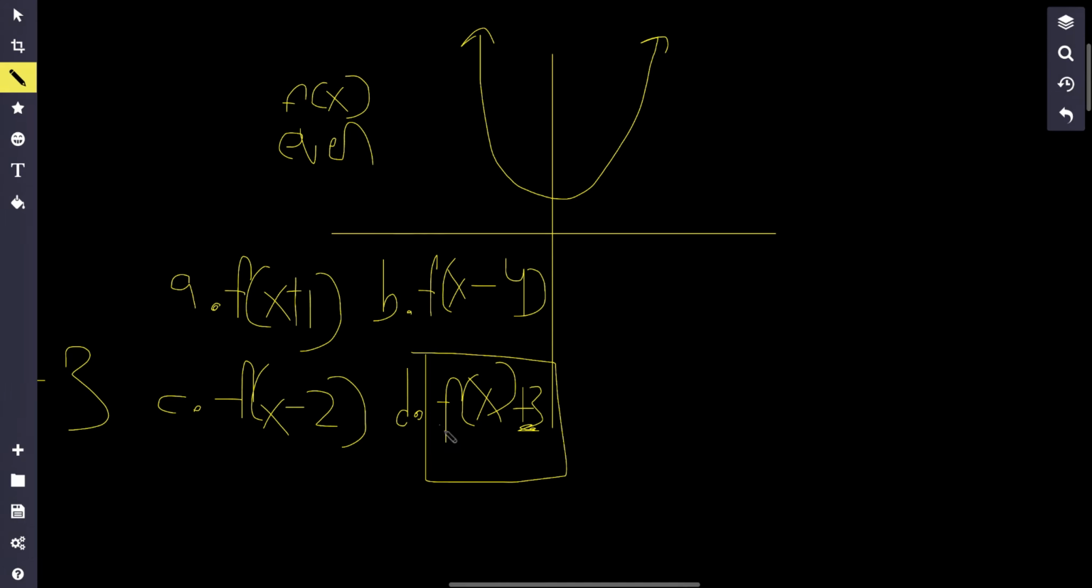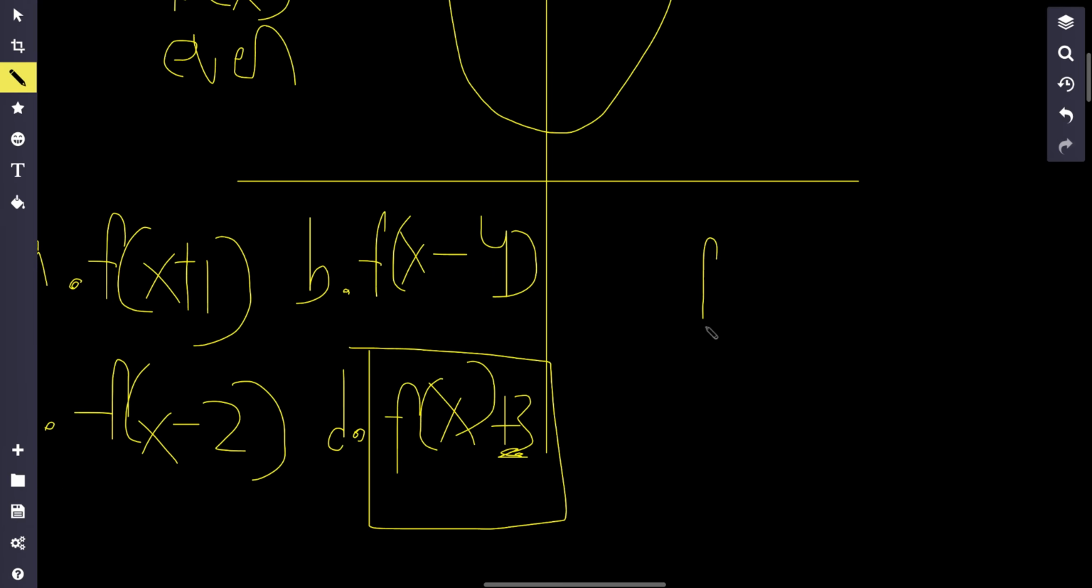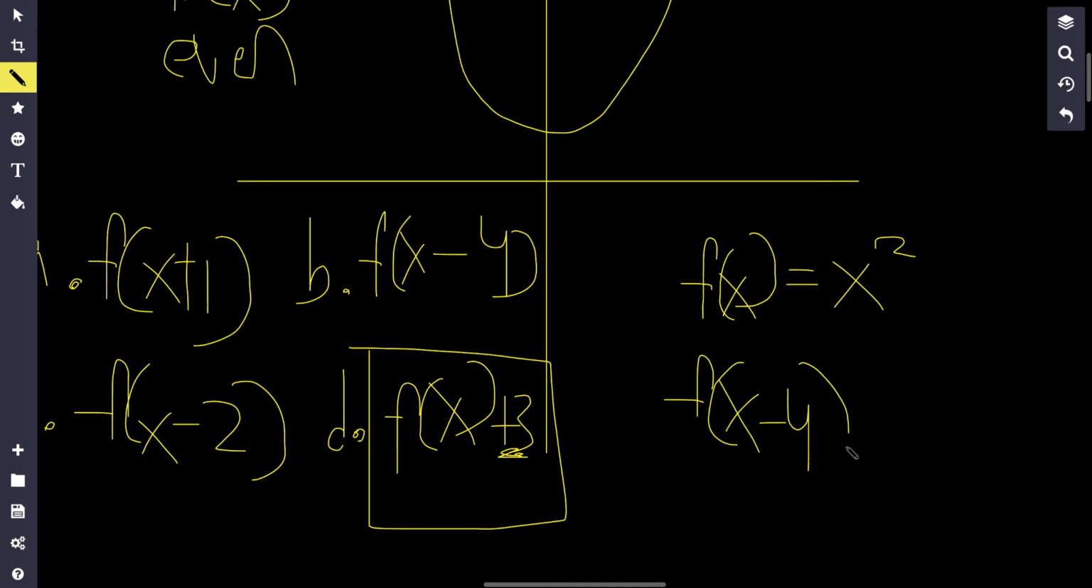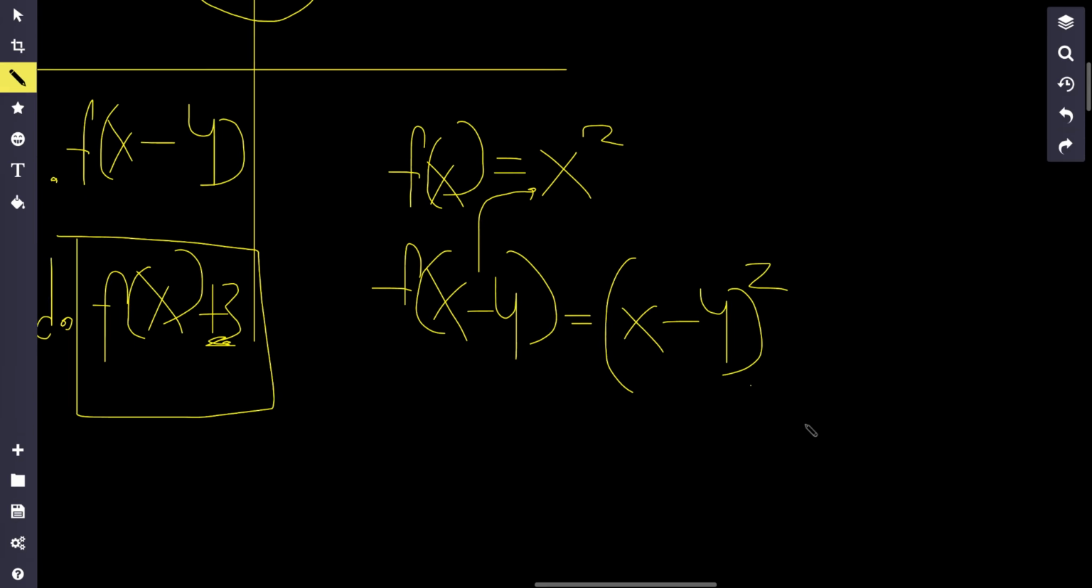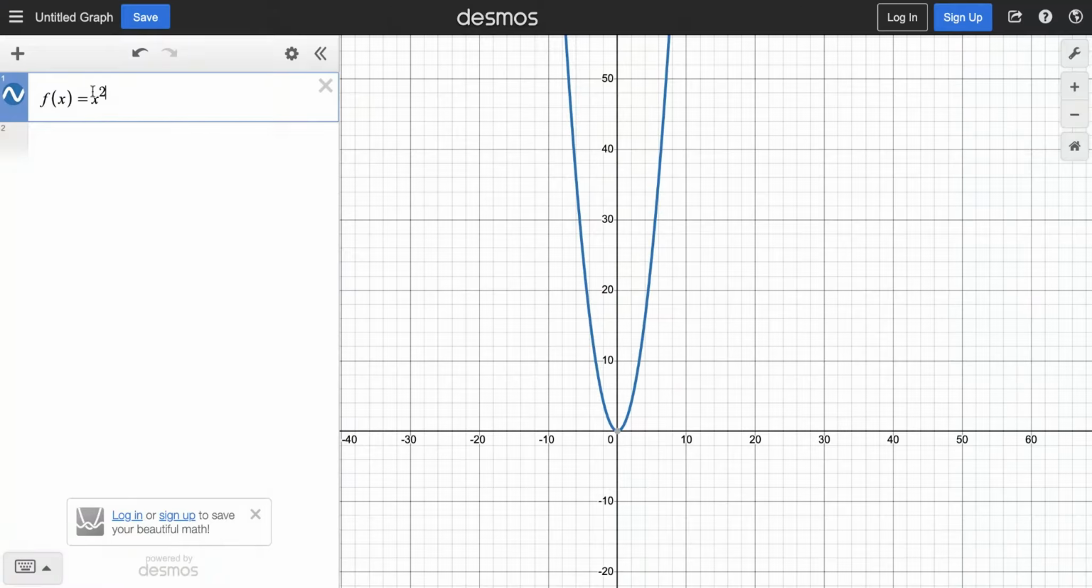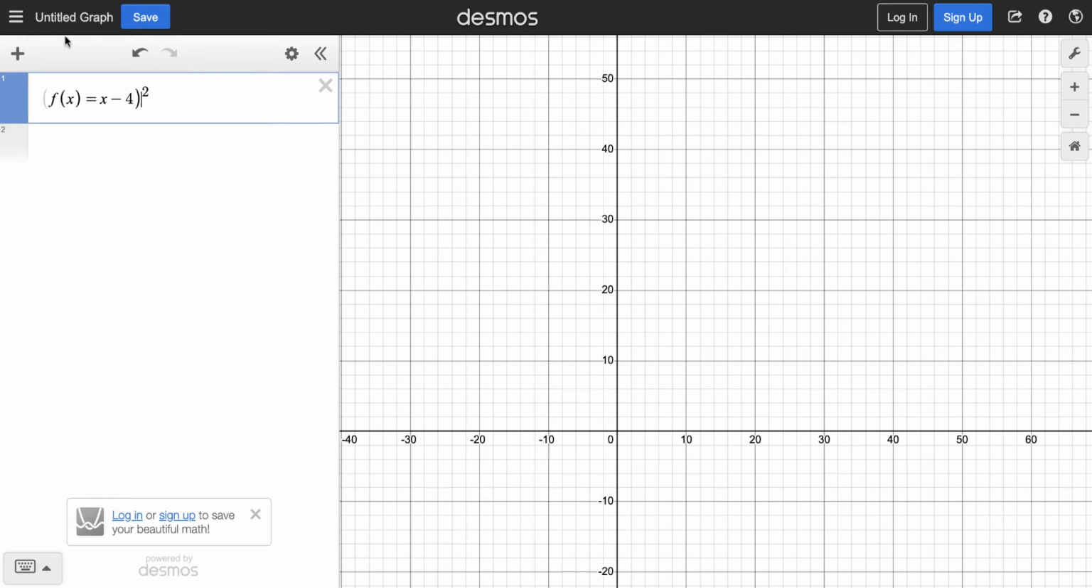However, if I did something like f of x minus 4, imagine I have a function f of x is equal to x squared. Then if I have f of x minus 4, everywhere I see an x, I replace it with x minus 4. So I'm going to get x minus 4 squared. And remember what this transformation does. If you have x minus something squared, it's going to move the function to the right by that many units. So in this case, x minus 4 squared moves my function 4 units to the right.